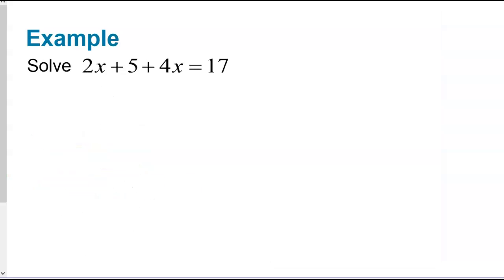Let's go ahead and look at this multi-step problem. One of the first things that you really want to do is recognize that you have like terms in here. And so we're going to go ahead and add these like terms and then solve. And so we're going to say 2x and 4x are like terms. So we have 6x plus 5 equals 17.